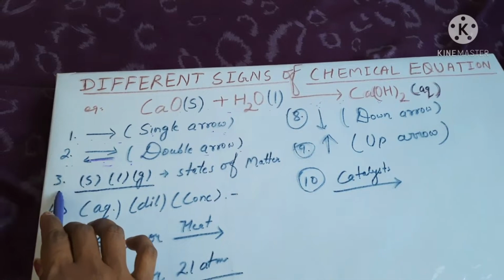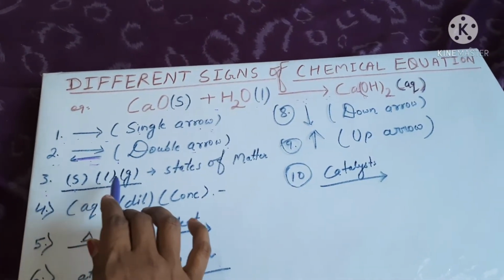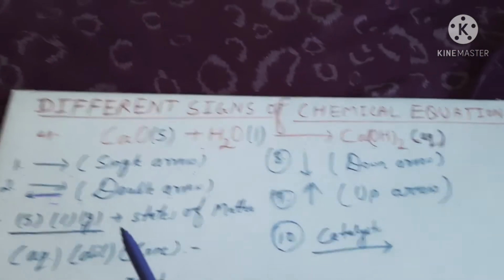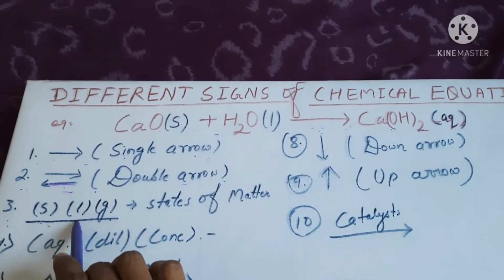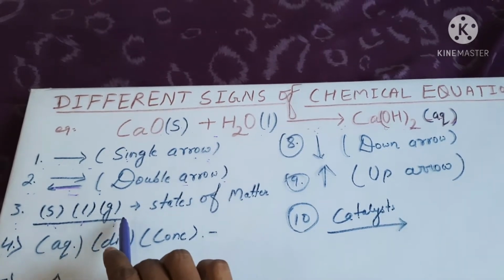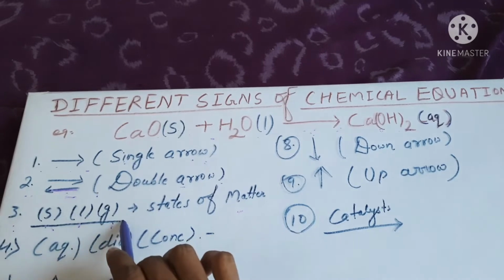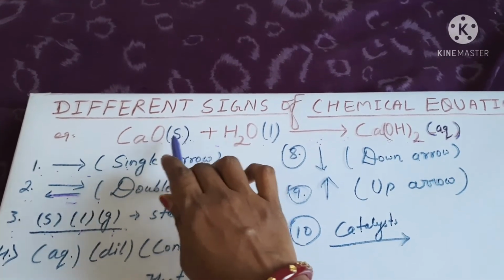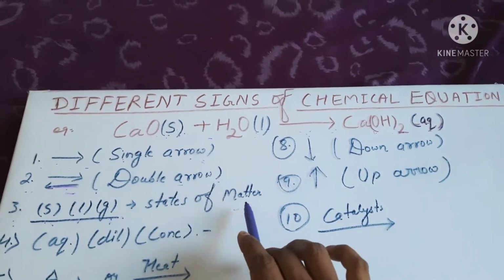Okay. Now third is the bracket S, bracket L and bracket G. Actually these represent the states of matter. S represents solid state, L the liquid state and G the gaseous state. And the states of matter are written in small brackets in front of any given chemical.